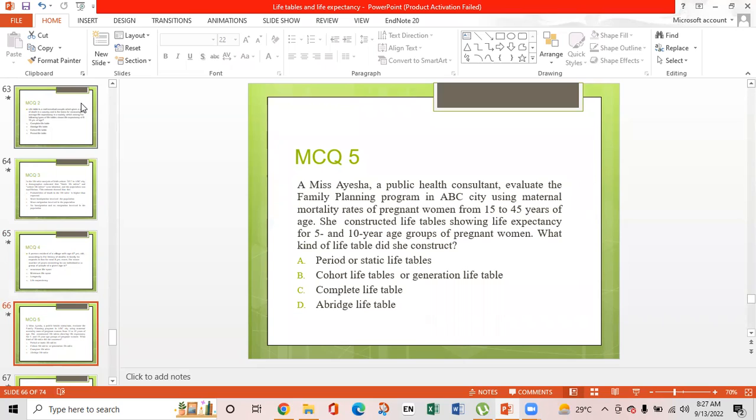D. A. Option D is the right one. Average life table was considered.